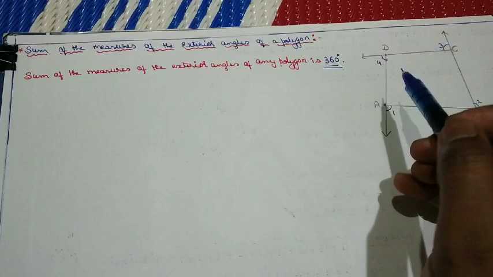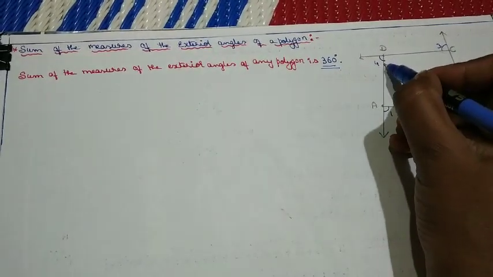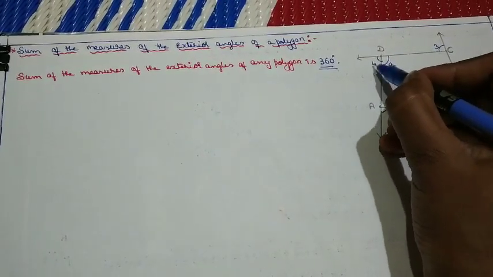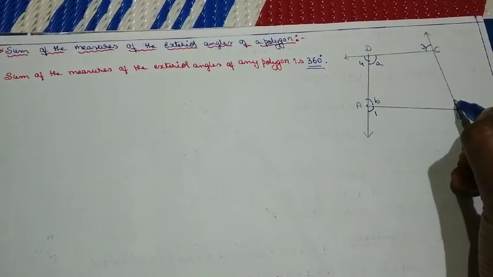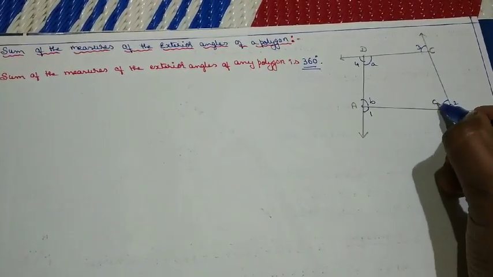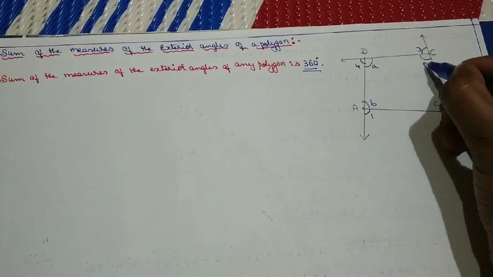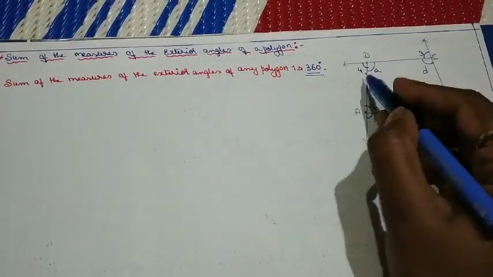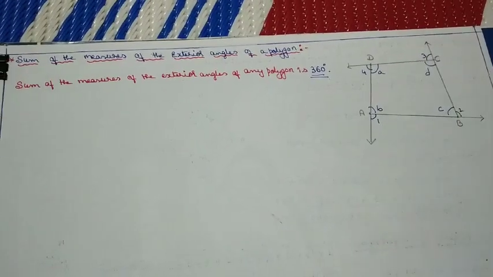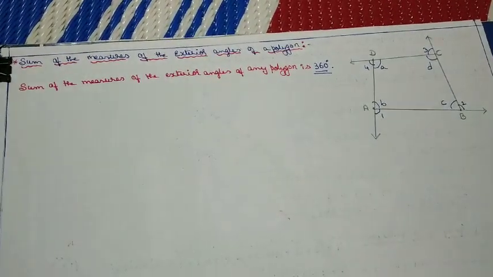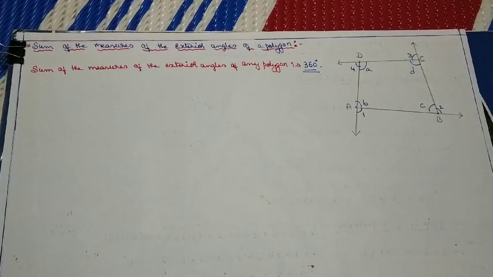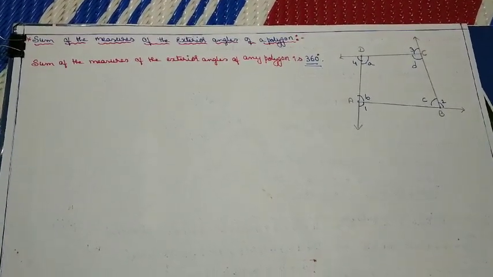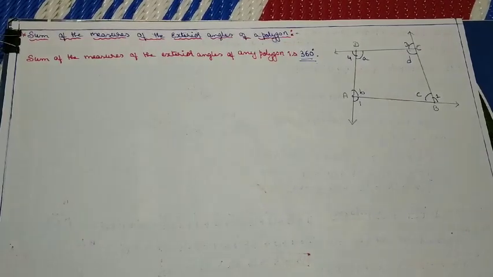How is it so? You can apply linear pairs here: angle 4 plus a, b plus 1, 2 plus c, and 3 plus d. You add up all these linear pairs, and you will get that the sum of the exterior angles of any polygon is 360 degrees. Now we'll go on to solve worksheet 1 using all these ideas.